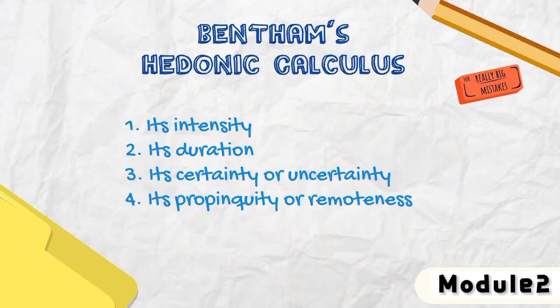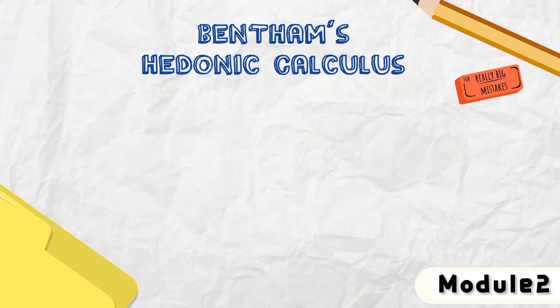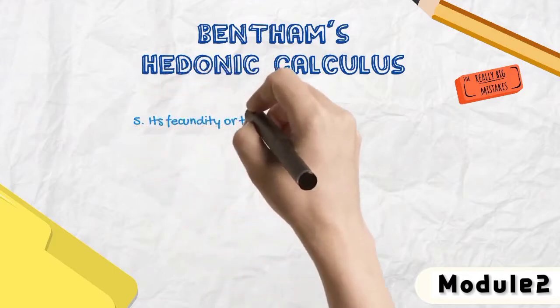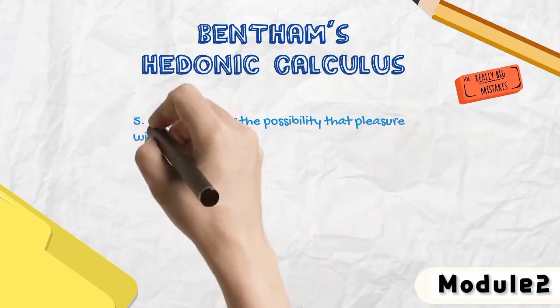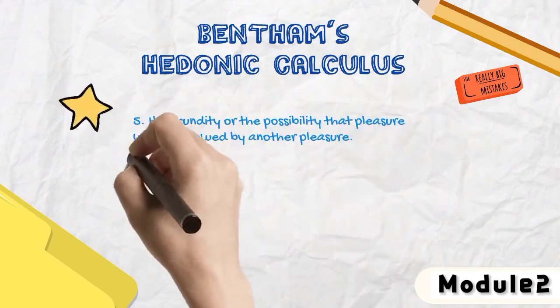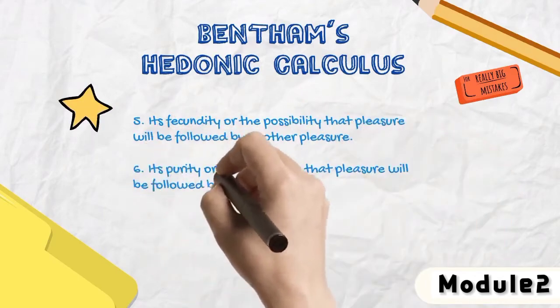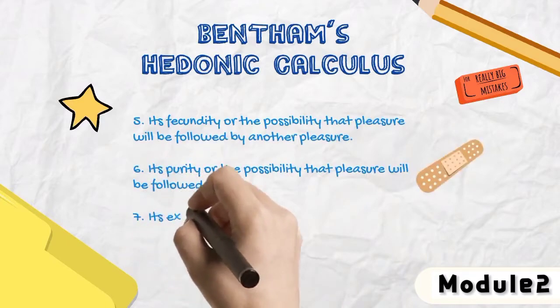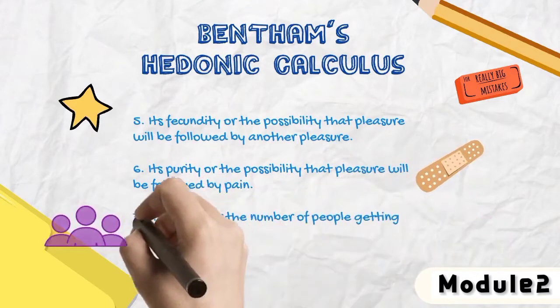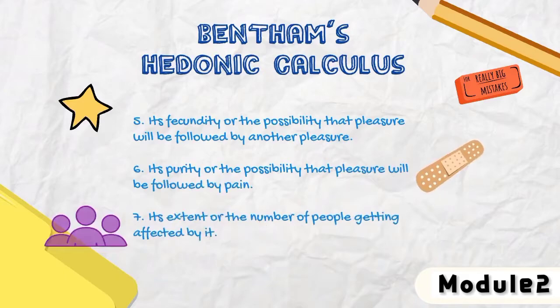When in doubt regarding the value of pleasure or pain in estimating the tendency of an act by which it is produced, we look for its fecundity, or the possibility that pleasure will be followed by another pleasure, purity, or the possibility that pleasure will be followed by pain, and extent or the number of people getting affected by it.